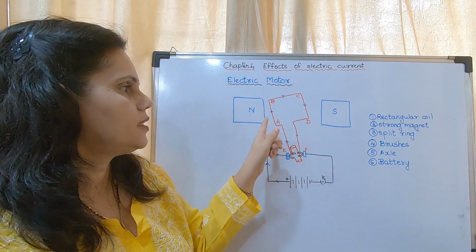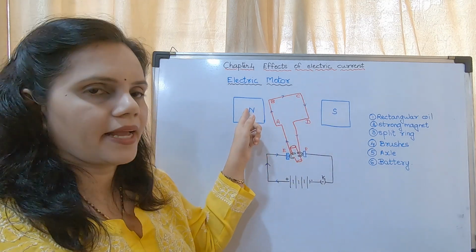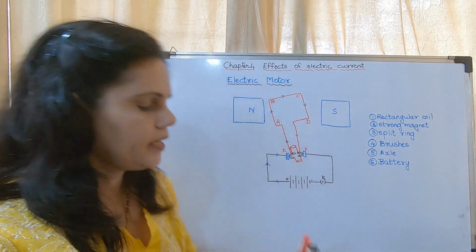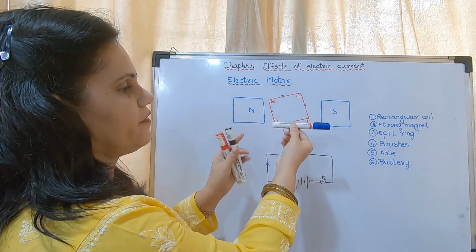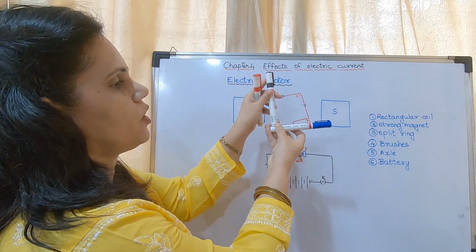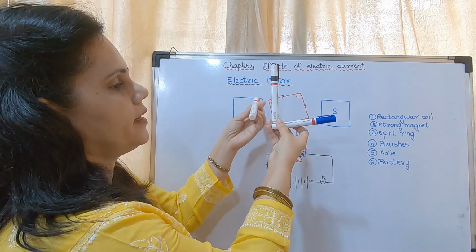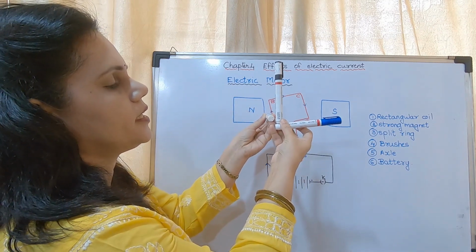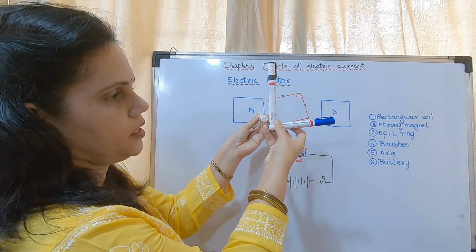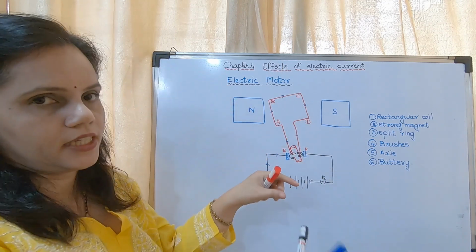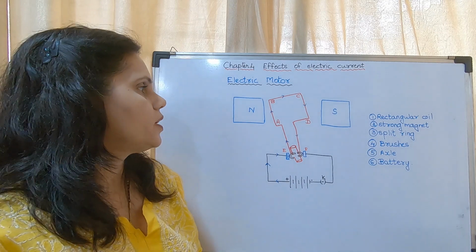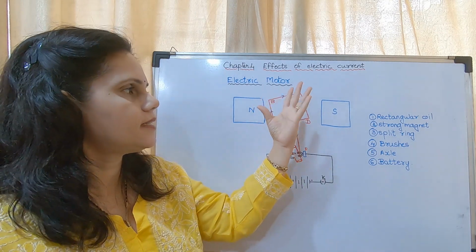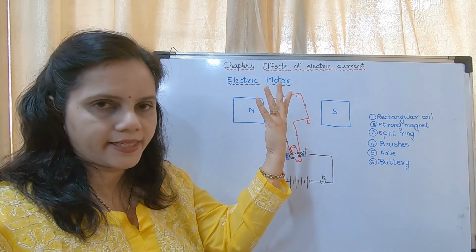I repeat, this is the direction of magnetic field. This is the direction of current. Then the conductor will move down. It will move in the downward direction. The inward direction, that is downward direction. So it will move like this, that is anti-clockwise.